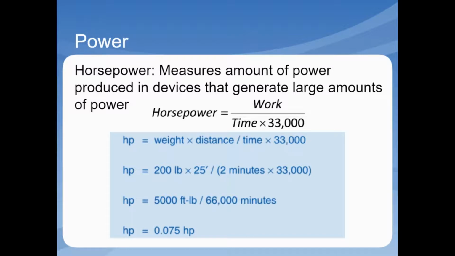Imagine there is a 200-pound box that you need to move 25 feet. Assume it took you 2 minutes to move it. We would use our formula HP equals 200 pounds times 25, divided by 2 minutes times 33,000. Converting it down, HP equals 5,000 foot-pounds divided by 66,000. HP equals 0.075 horsepower.